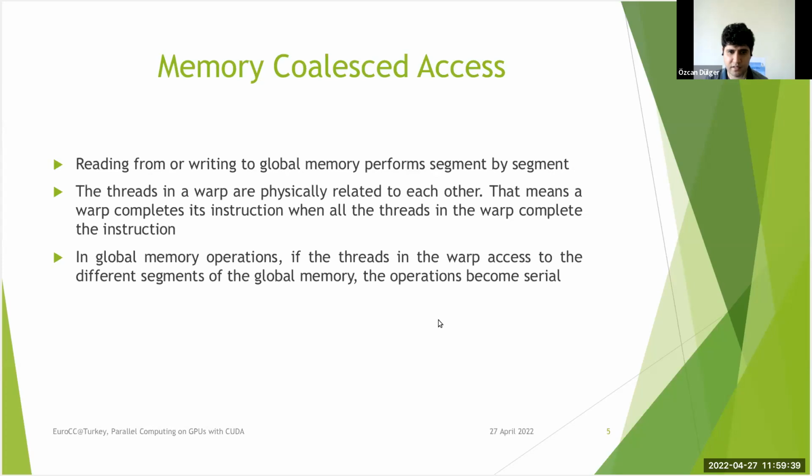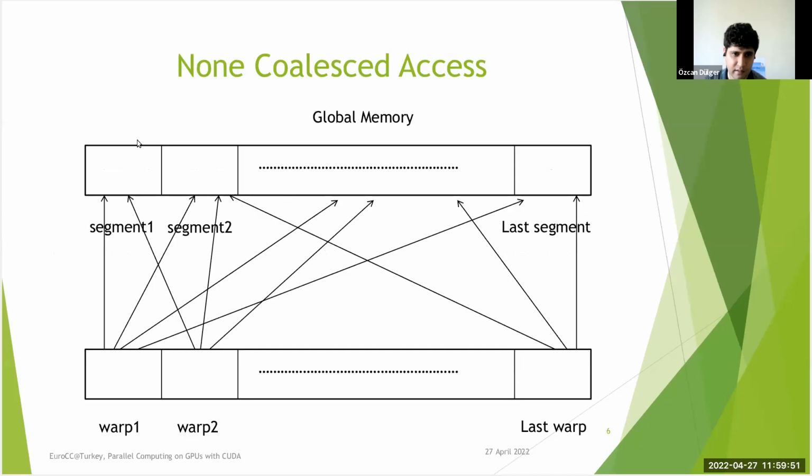In global memory operations, if the threads in the warp access different segments of the global memory, the operations become serial. And this is an illustration of non-coalesced access to the global memory. Here we have warps, and the memory consists of segments. Remember that segment size is 128 bytes. Here, the threads in the warp access different segments of the global memory, so this operation becomes serial.